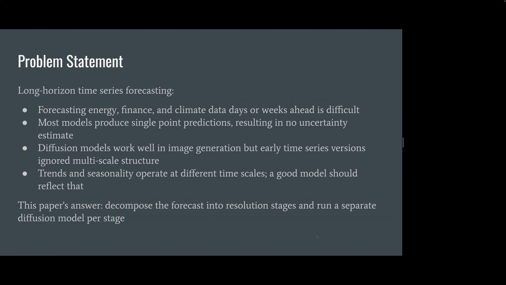So our problem statement: long horizon time series forecasting is used for forecasting energy, finance, and climate data days or even weeks ahead, and that's quite difficult. Most models will produce single point predictions, which results in no uncertainty estimates. Diffusion models work well with image generation, but early time series versions ignored multi-scale structures. Trends and seasonality operate at different timescales, so a good model should reflect that variance in timescales. This paper's answer to all of these difficulties is to decompose the forecast into resolution stages and then run a separate diffusion model per stage.